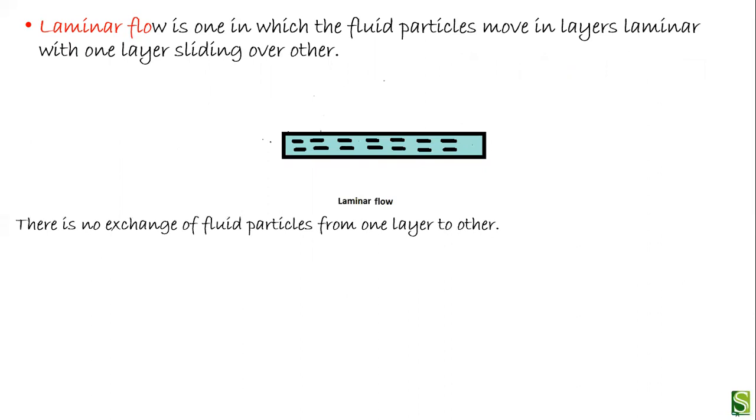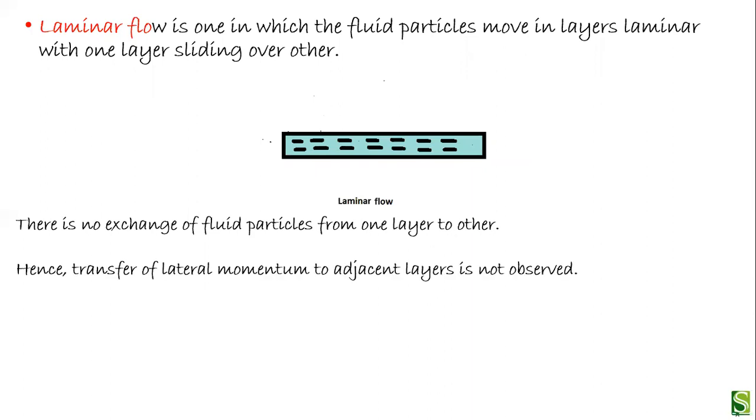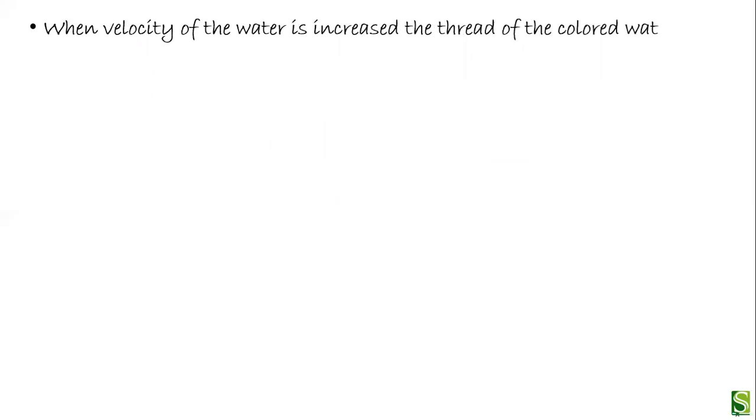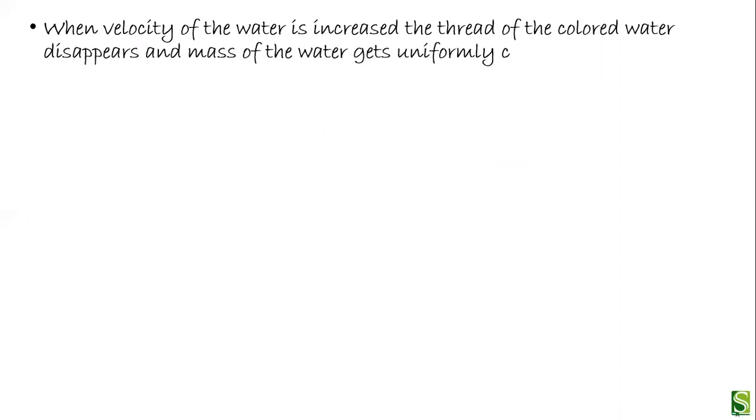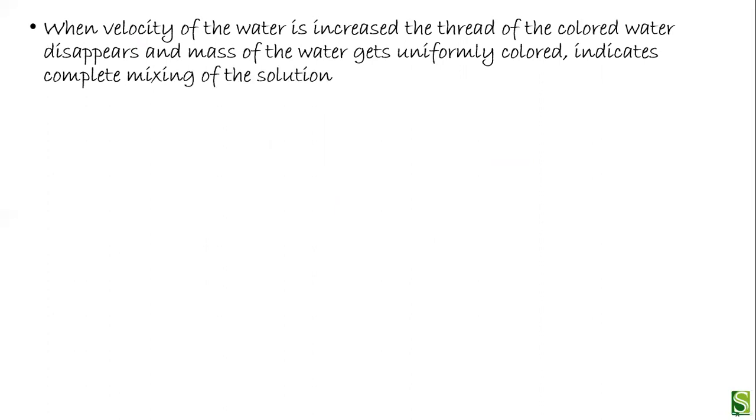So you'll observe here that when the fluid is flowing in laminar flow, there is no exchange of fluid particles from one layer to another. Hence the transfer of lateral momentum to adjacent layers is not observed, and there occurs no mixing. When velocity of water is increased, the thread of the colored water disappears, and the mass of the water gets uniformly colored, and this indicates complete mixing of the solution.